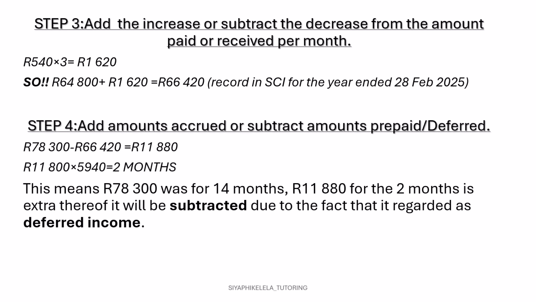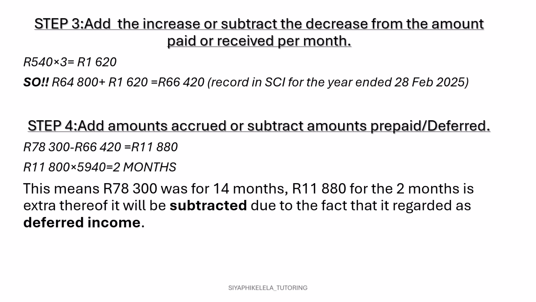Step number 4, we must add the amount accrued or subtract the amount prepaid or deferred. We've been given that in the rent income account we have 78,300. So we know the amount that must have been reflected in this account was 66,420. This simply means there are some amounts that have been prepaid or are deferred. That means we have received certain amounts in advance. We don't know how many months have been paid in advance, so we are to determine that.